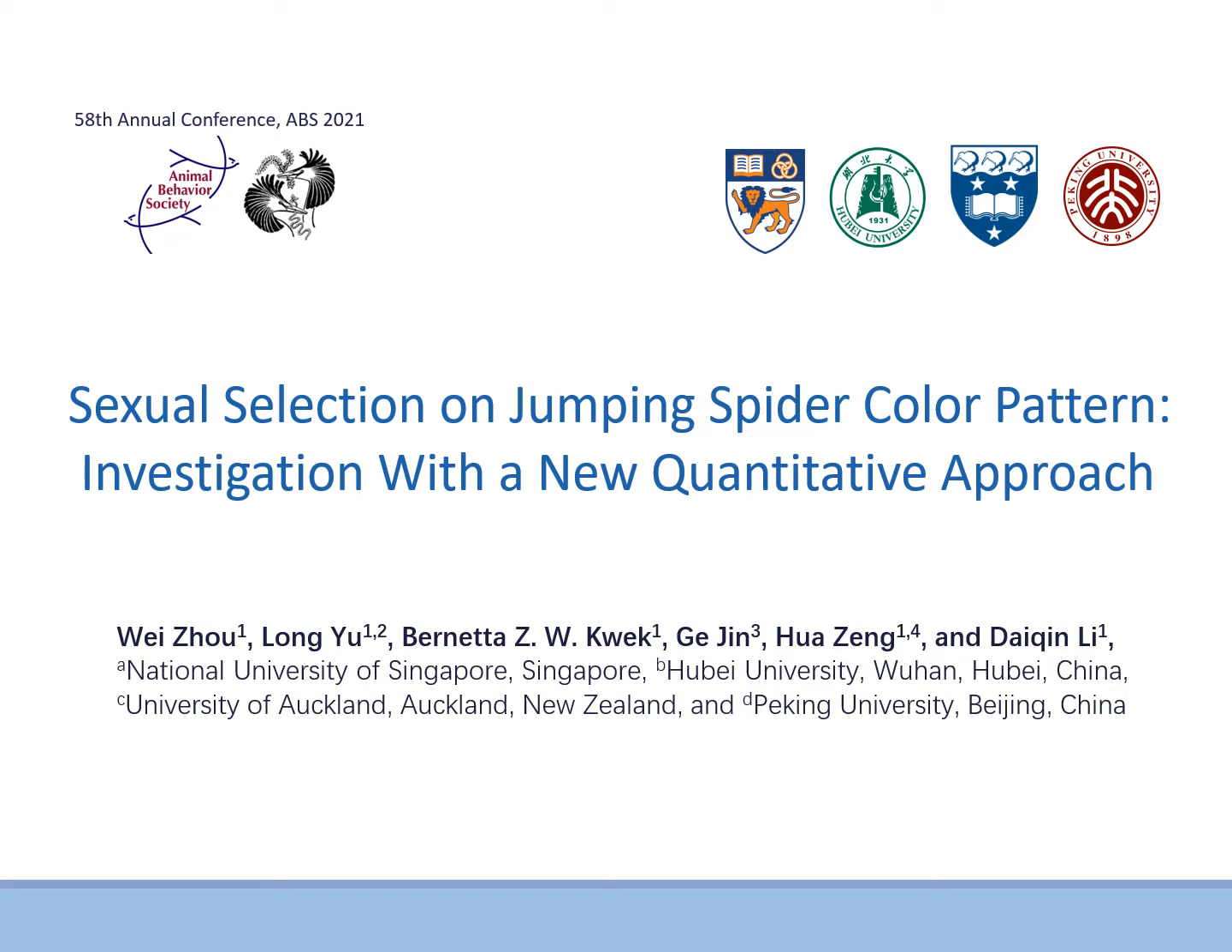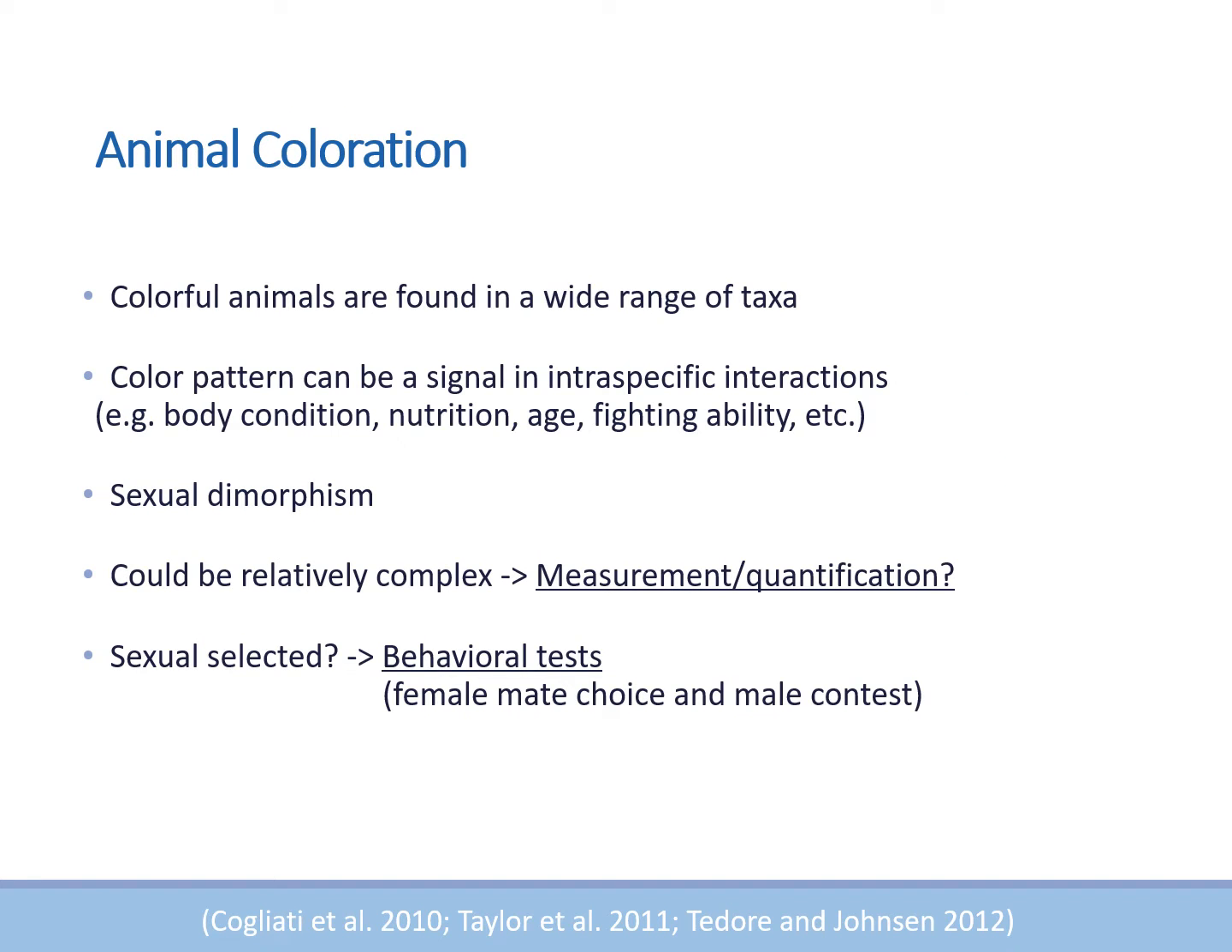I'm going to present our study with the title of Sexual Selection on Jumping Spider Color Pattern, Investigation with a New Quantitative Approach. At first, I would like to provide some background information regarding animal coloration. Colorful animals are found in a wide range of taxa, and color pattern can be a signal in intraspecific interaction, conveying information regarding body condition, nutrition, age, fighting ability, and so on. Besides, sexual dimorphism is also commonly found.